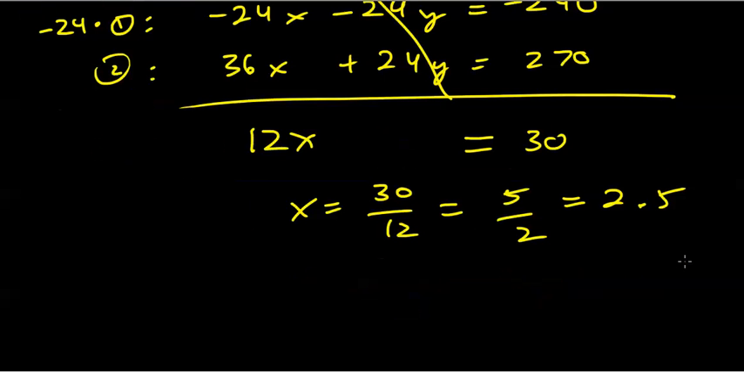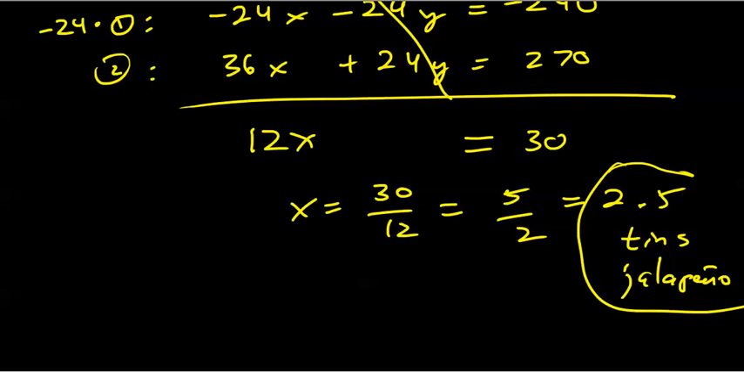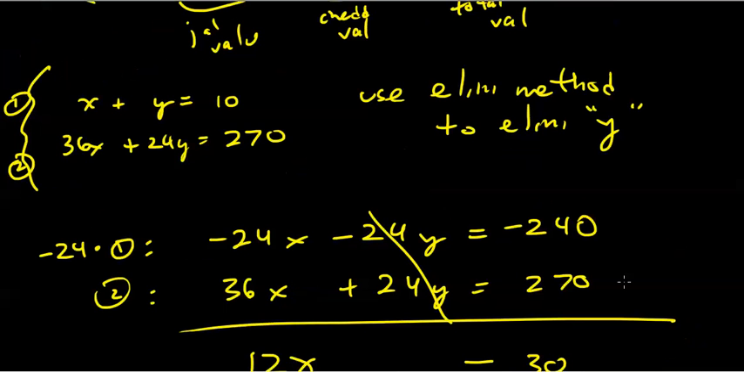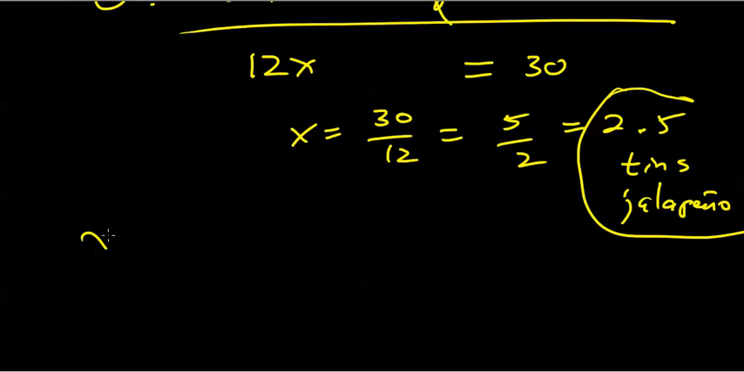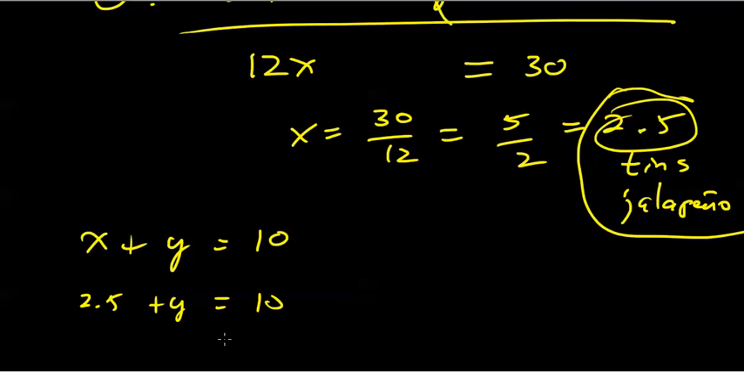Let me just pause there. I'll say 2.5. 2.5 what? Remember, x was the number of tins. Well, what was the number of tins x specified? It was the tins of the jalapeno popcorn. Okay, so let me circle that. I've got 2.5 tins of the jalapeno, and then I can go to any of these equations above. I think the simplest one is x plus y equals 10. If x is 2.5, well, 2.5 plus y equals 10, and of course y equals 7.5.